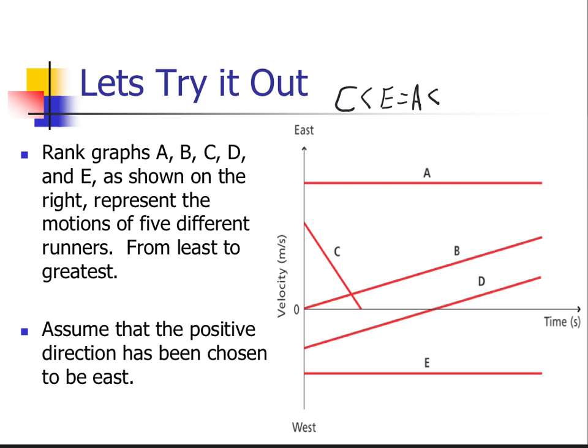And lastly, B and D are equal. They both have a positive slope. Therefore they would have that same weight.